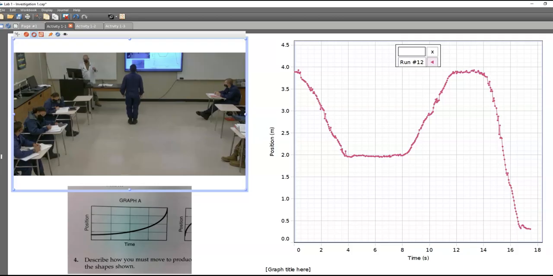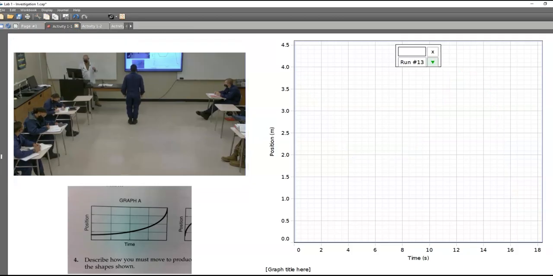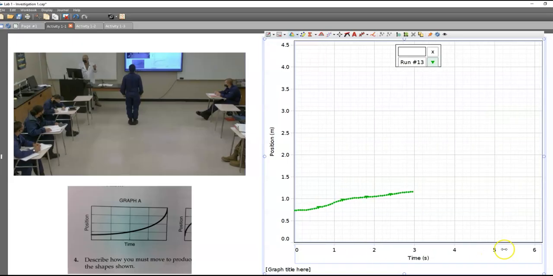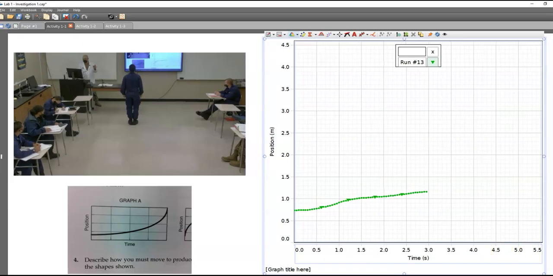Okay, so I'm going to start, when you hear the clicking, go ahead and start moving. No, okay, hold on, my fault. This time scale is really, really big. We really only need about 4 or 5 seconds. So let's give it another go.